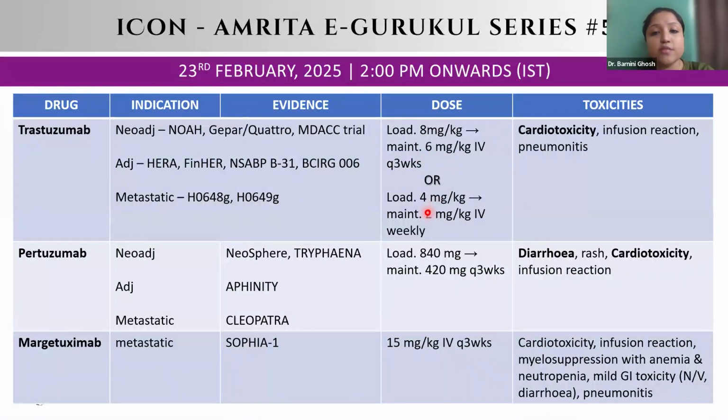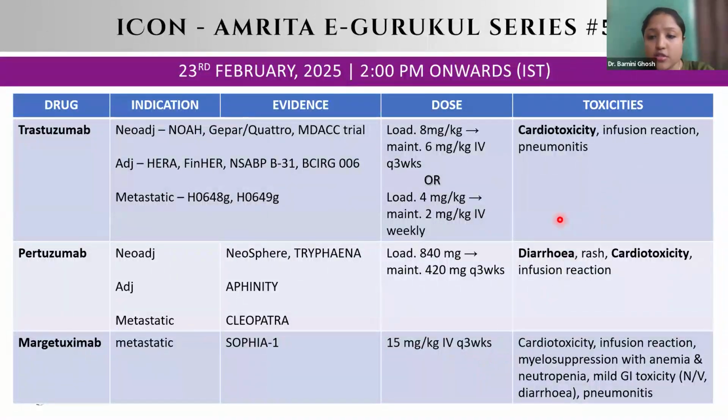And when it is given weekly, the loading dose is 4 mg per kg, followed by a maintenance dose of 2 mg per kg weekly. Now, for pertuzumab, the loading dose is 840 mg, followed by a maintenance dose of 420 mg every 3 weeks. For margetuximab, the dose is 15 mg per kg IV every 3 weeks.